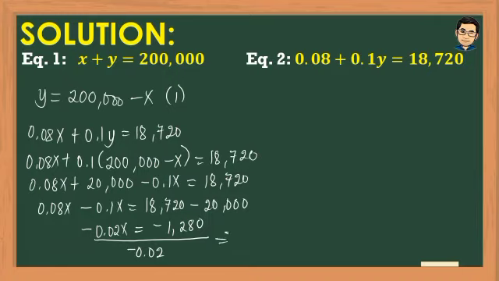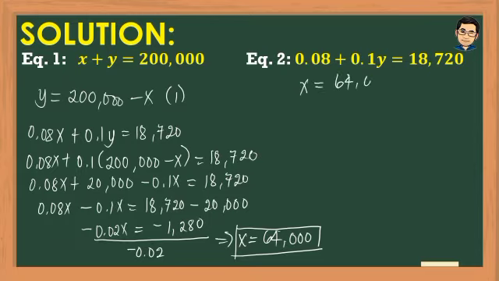And then, we divide the whole equation by negative 0.02. So, the value of x is negative 1,280 over negative 0.02, and that is 64,000. So, yung value ng x na 64,000, isa-substitute po natin sa first equation. So, para mas mabilis na lang sa first equation. So, x equals 64,000. And then, the first equation, x plus y is equal to 200,000.